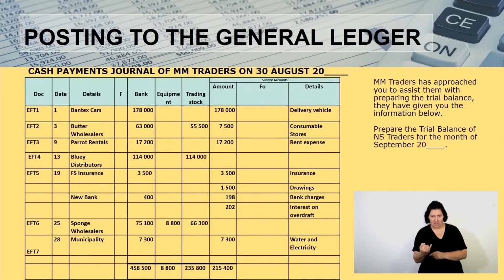Welcome back, dear learners. Before the ad break, remember, we prepared a CPJ. We totaled it. What you see here on your screen is the CPJ that we prepared. Now, we're going to take the amounts from the CPJ and we're going to post to the general ledger.